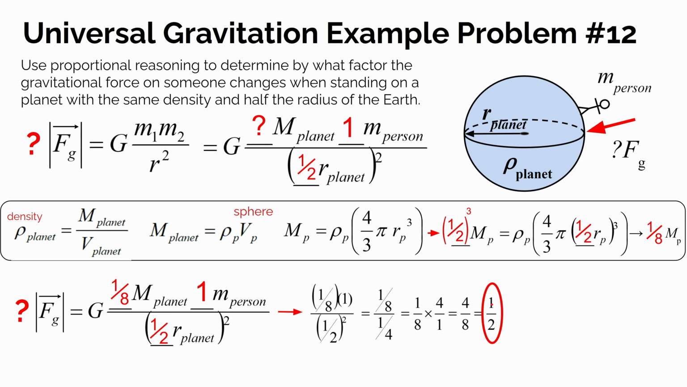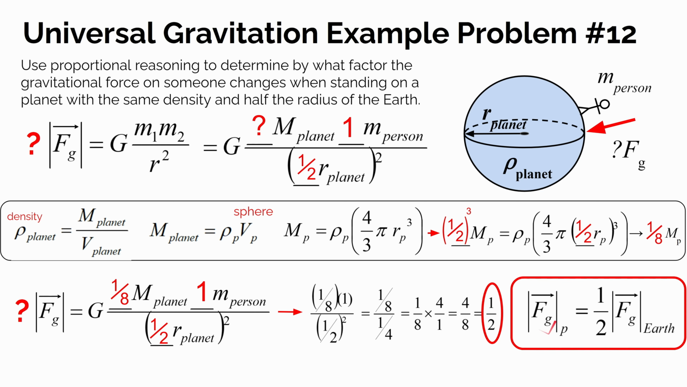If someone is standing on a planet that has the same density and half the radius of the Earth, that means the force of gravitational attraction they feel standing on that planet on its surface has to be equal to 1/2 the size of whatever it is standing on the Earth. So here's an example of using proportional reasoning a couple different times to answer the question that was posed.